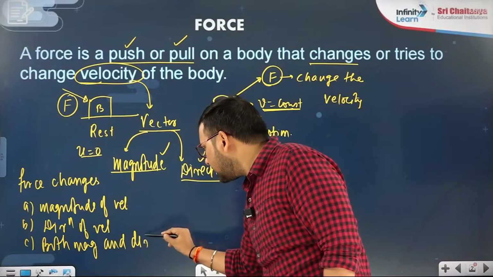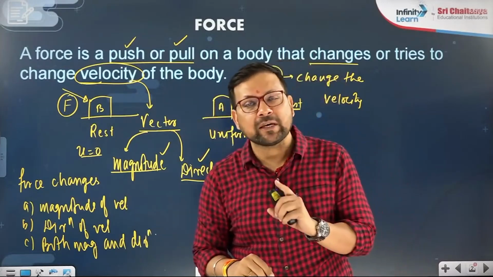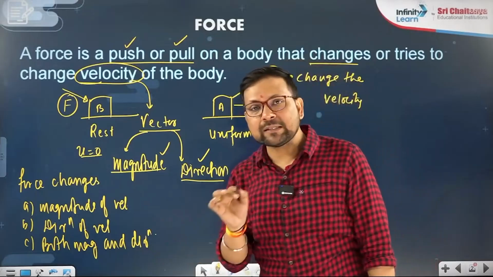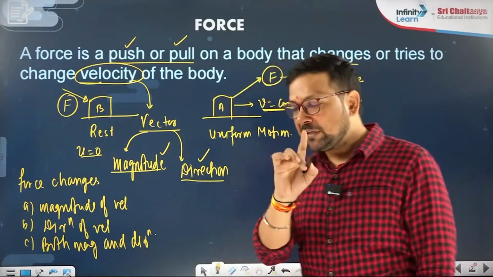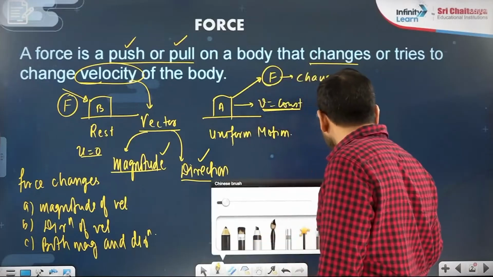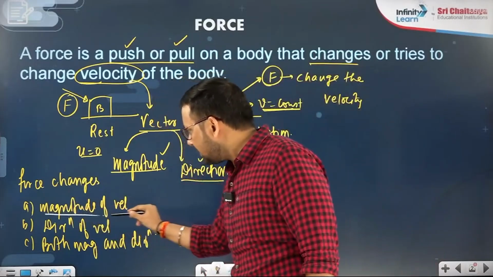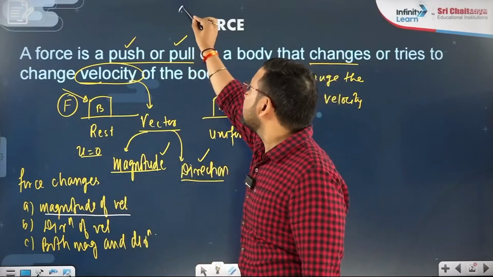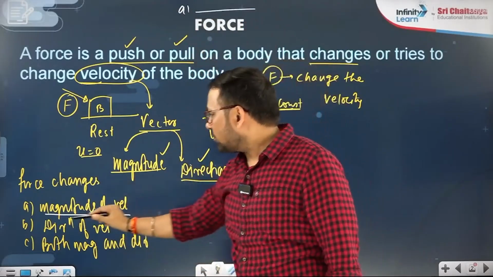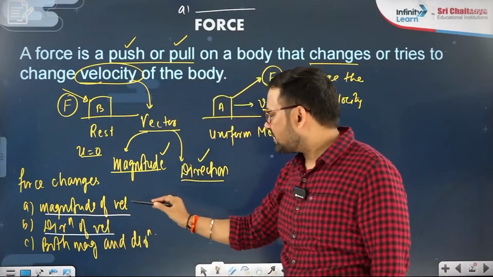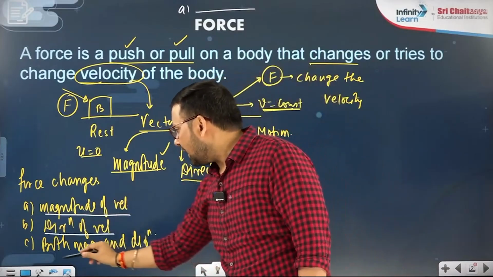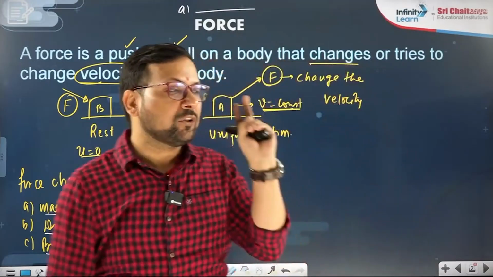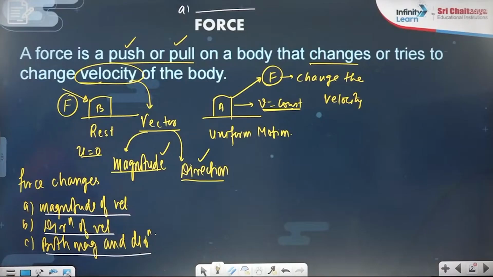Both magnitude and direction. Now your job is, all of you will tell me, I will look at the chat box. You will tell me one example for each of them. One example in which force is only changing the magnitude of velocity. Write option A, then tell me an example. Then option B, tell me an example in which force is changing direction of velocity only. And then tell me an example where force is changing both magnitude and direction. It's all yours. Okay, I am giving 1 minute.